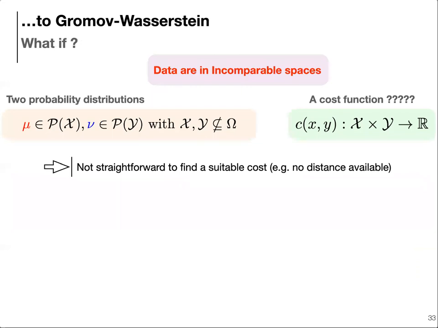But if we put aside this small introduction, we are now in the case where we consider two probability distributions that live in two very different spaces. For instance, if I have data in R2 and data in R3, I cannot find a cost function that will take one sample in R2 and one sample in R3 and compute a distance. So in this case, we do not have access to a generic cost function. There is no notion of geometry anymore between the two probability distributions.